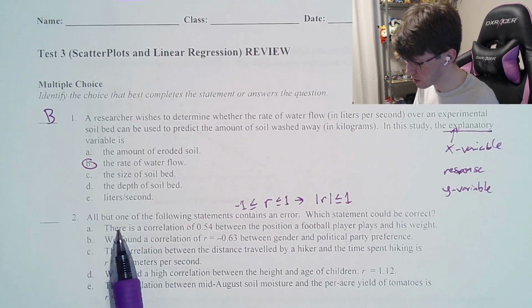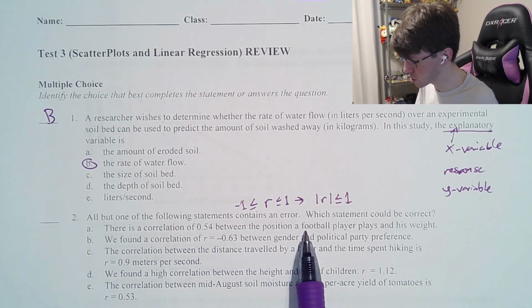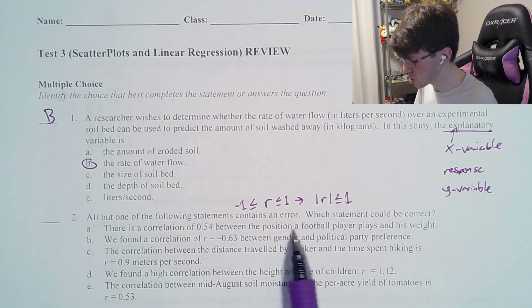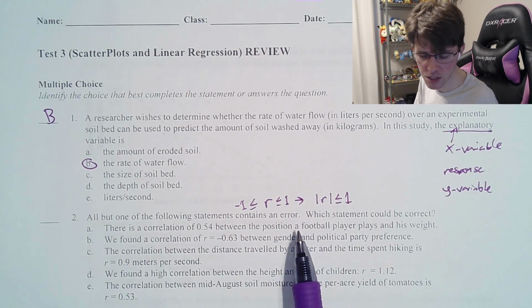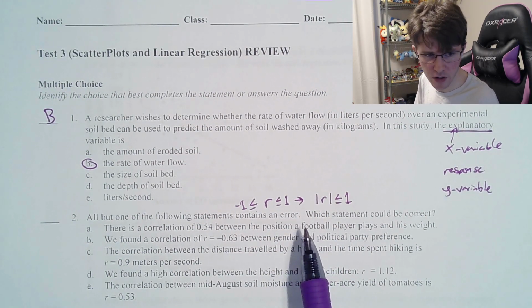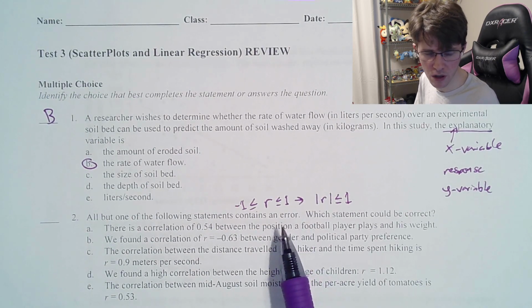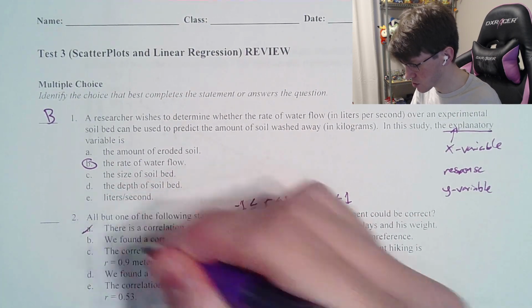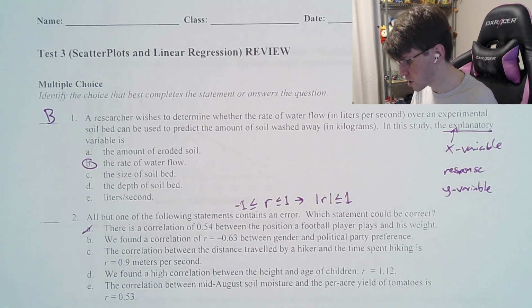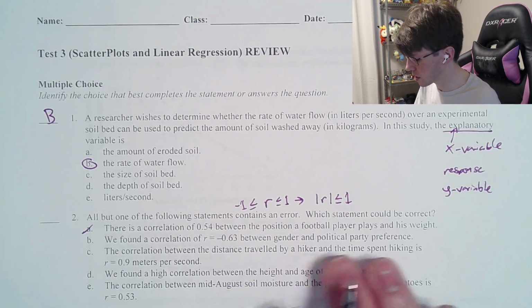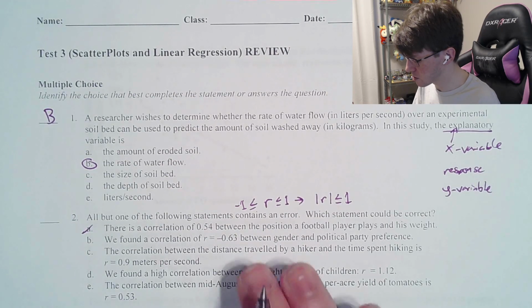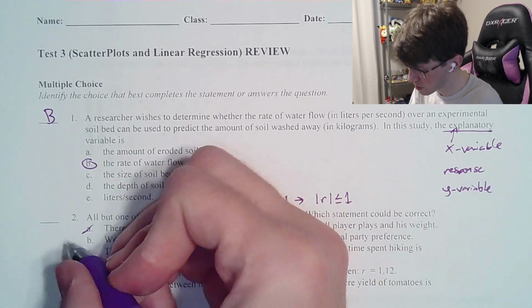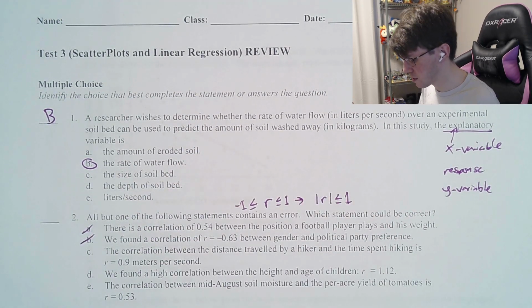Anyways, this first statement, the correlation of 0.54 between a position and his weight. So position is a categorical variable because you don't have like a number on your position. You're either a corner or a left tackle or a quarterback or whatever. So this is definitely not true. We found a correlation of negative 0.63 there, which is fine, between gender and political party. So these are both categorical variables. Gender is a category, political party is a category, so definitely not okay here.